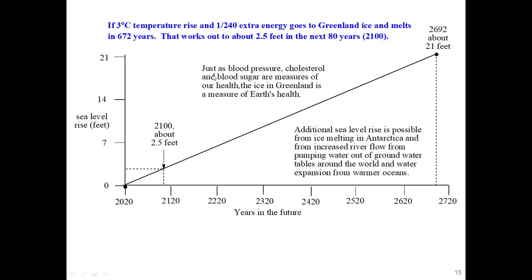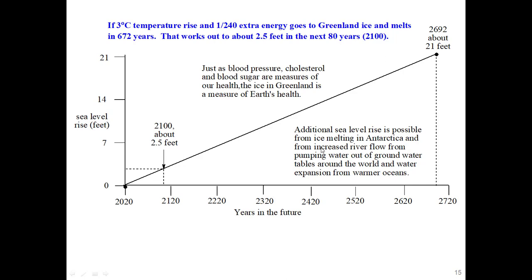Okay, so I would just point out, if you're checking your own health, we check our blood pressure, we check our cholesterol, we check our blood sugar as a measure of our health. The ice in Greenland is a measure of the Earth's health, and it's looking precarious. It's looking in danger. Additionally, there's other places that have ice. Antarctica has 85% of the ice. It makes sense that some of that's going to be melting too, and so that could accelerate all these things that I'm talking about here.